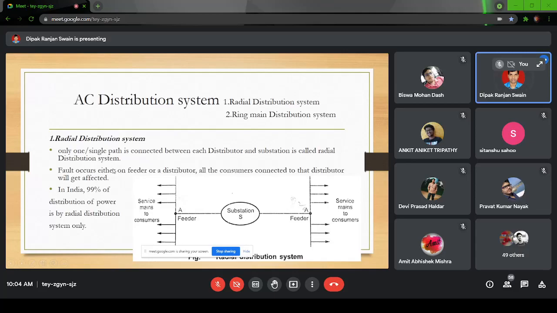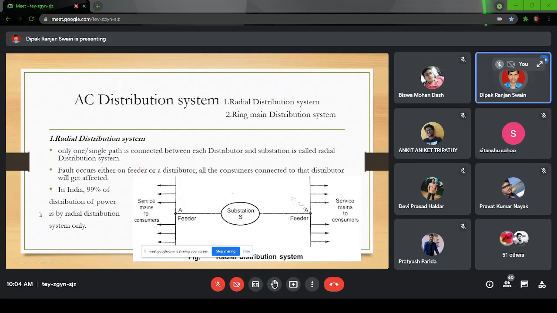If a fault occurs at the distributor, all the consumers connected to that distributor will be affected. That means if we want to switch off that particular distributor for maintenance or some other purpose, all the consumers connected to it will have an outage. I think all of you have seen that on a particular day, if there is maintenance, the total area has to be shut down for maintenance or repair work. So that is a radial distribution.